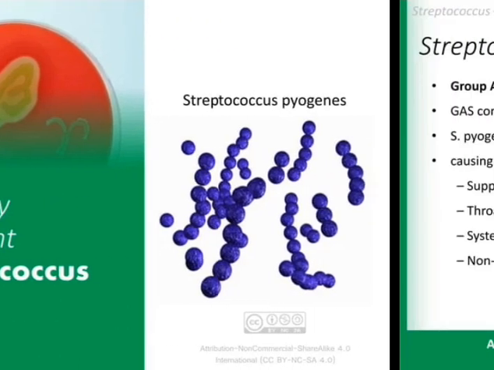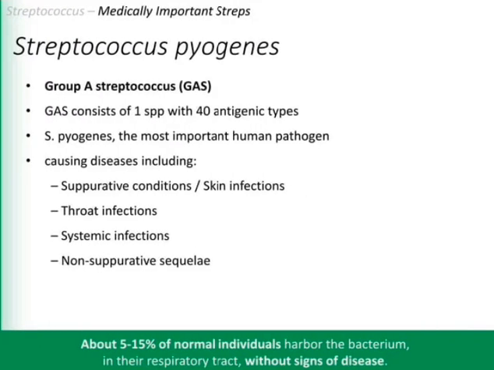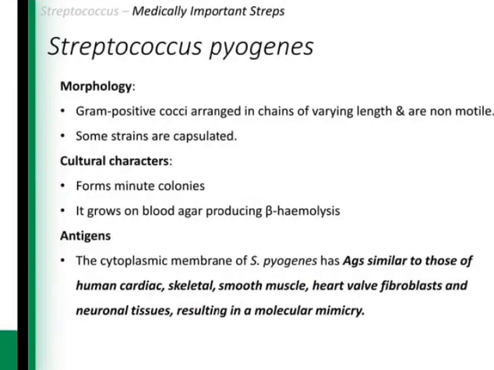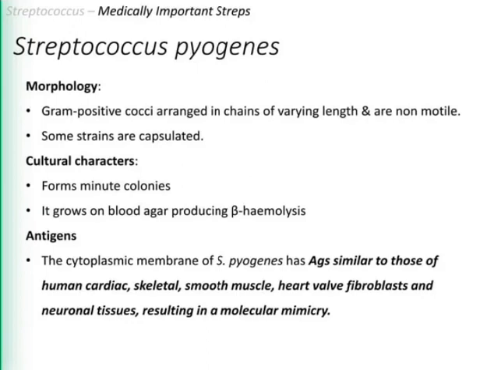Medically important streptococcus is pyogenes, group A streptococcus. They consist of one species with 40 antigenic types. Pyogenes is the most important human pathogen, causing diseases including suppurative conditions, skin infections, throat infection, systemic infection, and non-suppurative sequelae. Streptococcus pyogenes morphology: gram-positive cocci arranged in chains of varying length and non-motile. Some strains are capsulated. Culturally, they form minute colonies and grow on blood agar producing beta hemolysis.